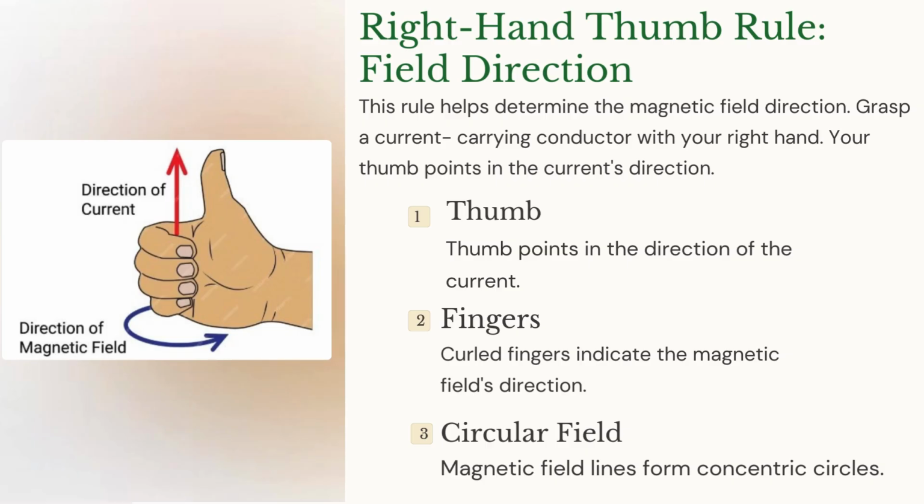Right-hand thumb rule. Field direction. This rule helps determine the magnetic field direction. Grasp a current-carrying conductor with your right hand as shown in the figure. Your thumb points in the current's direction. Curled fingers indicate the magnetic field's direction. Magnetic field lines form concentric circles.